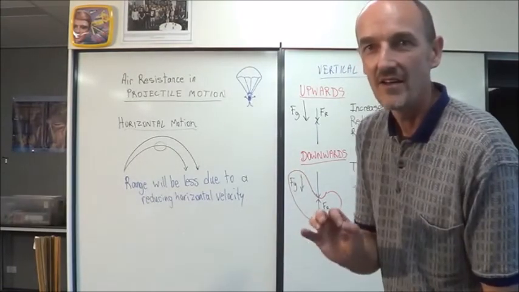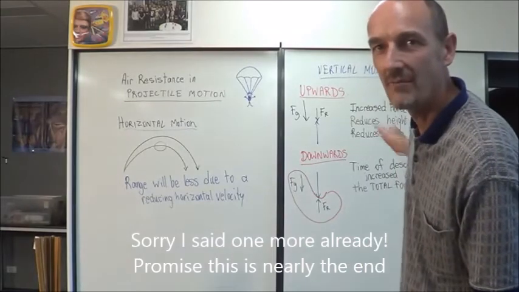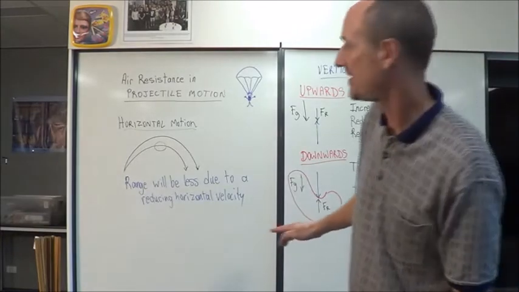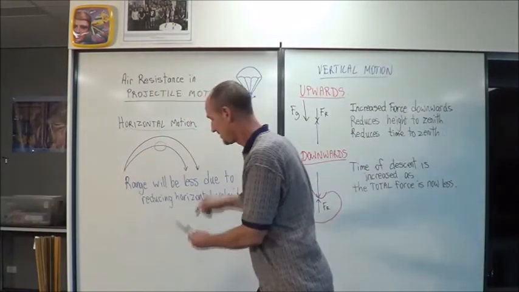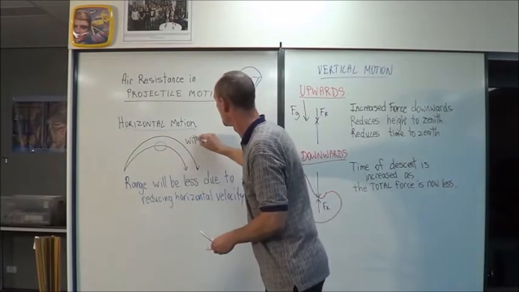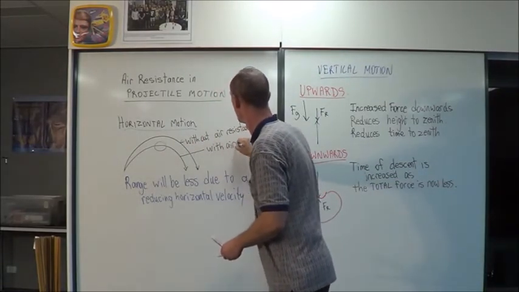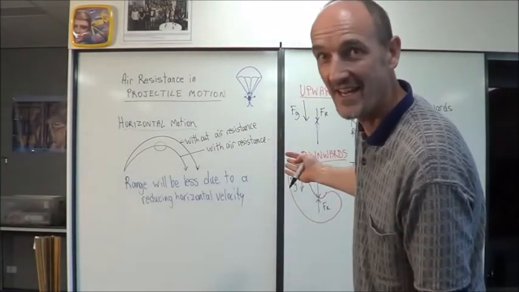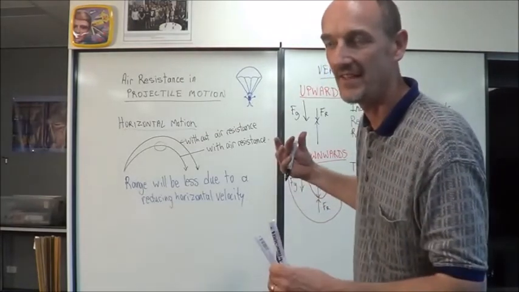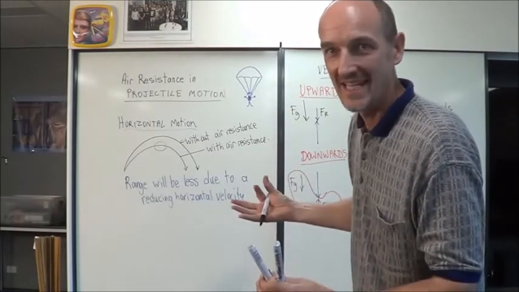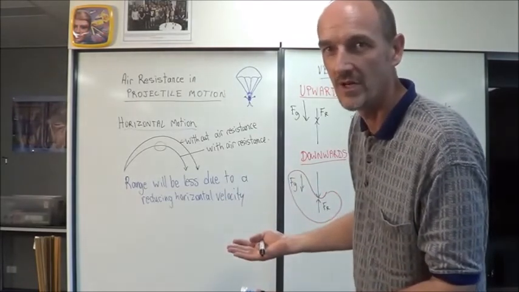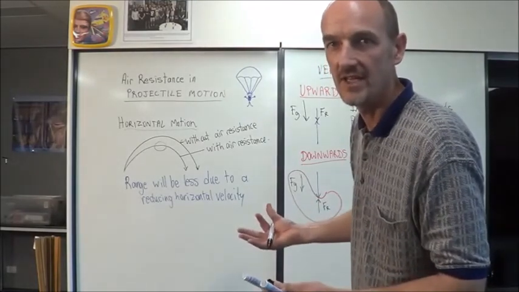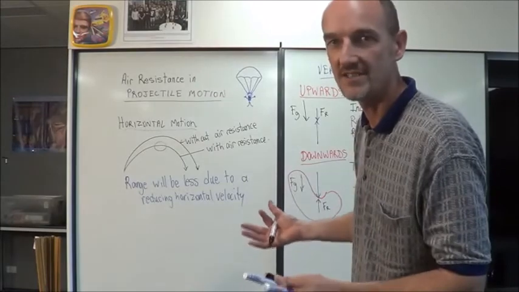There's one other thing we need to mention, and that is what happens to the overall time of flight. If we compare the time of flight without air resistance to with air resistance, we will find that the total time is slightly reduced overall. We don't need a mathematical proof of that, but it is something that you need to know, that the overall time of flight is slightly reduced.